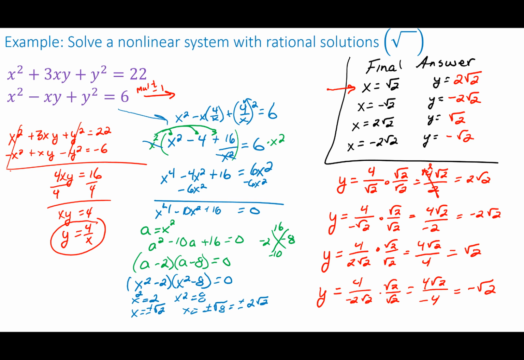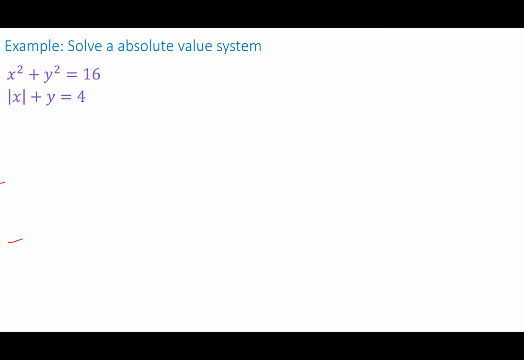So that right there, I'll have 4 final answers, 4 coordinates. If x is square root of 2, y is 2 root 2, and so on. And those pairs have to go together. All right, let's look at another one.